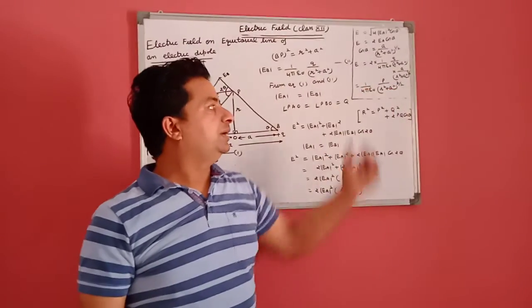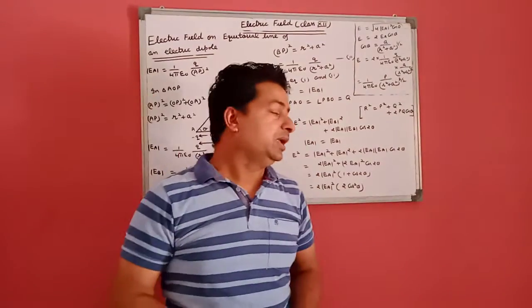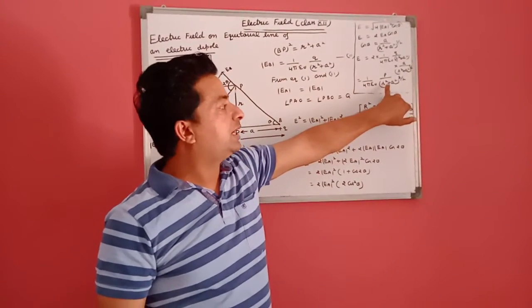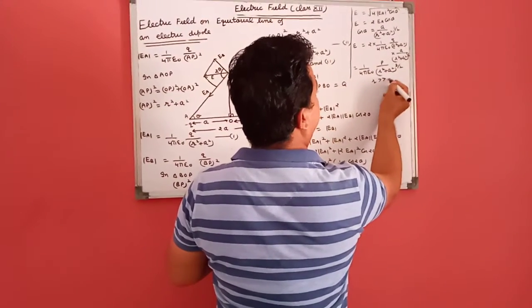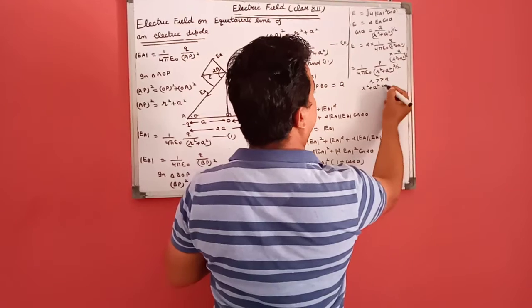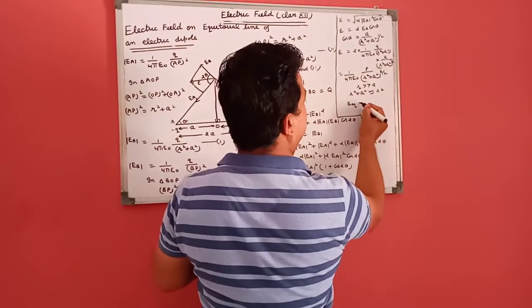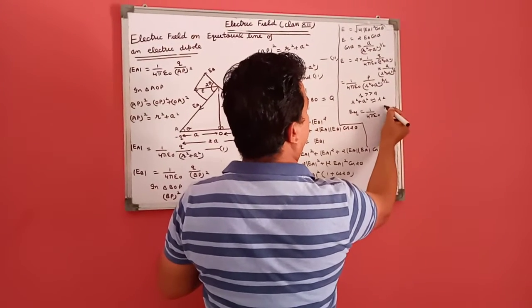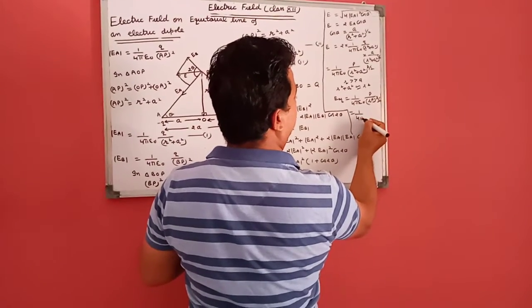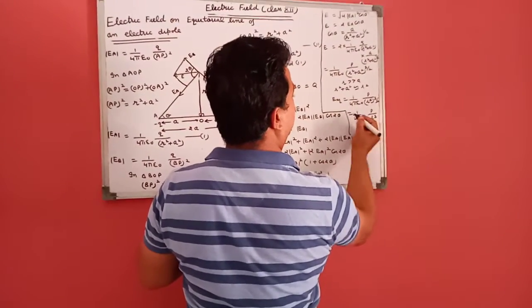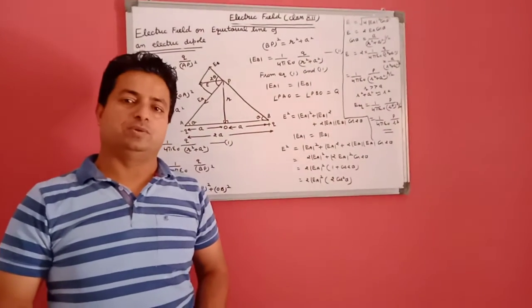This is the electric field on the equatorial line of an electric dipole. If we take the dipole to be of small length, that is r is greater than a, then r squared plus a squared is approximately r squared. So the electric field on the equatorial line is 1 by 4 pi epsilon naught, p upon r squared to the power 3 by 2, which gives 1 by 4 pi epsilon naught p upon r cubed. This is the electric field on the equatorial line of an electric dipole.